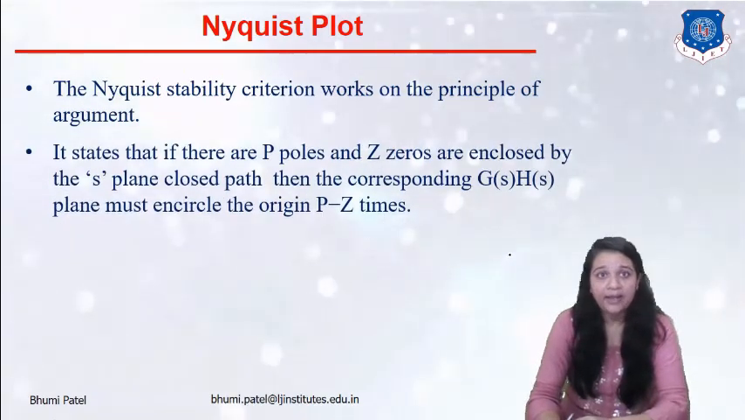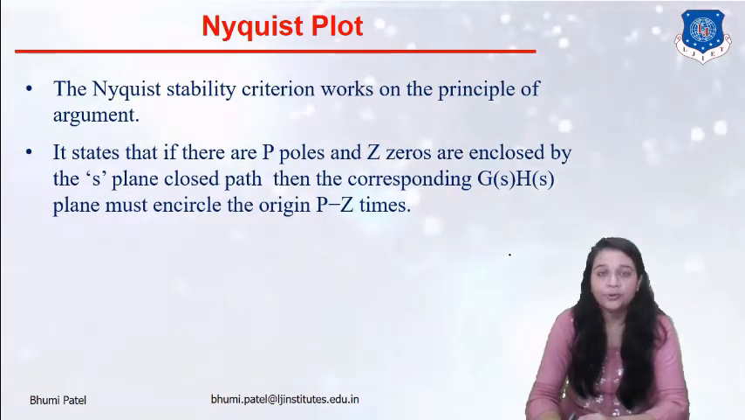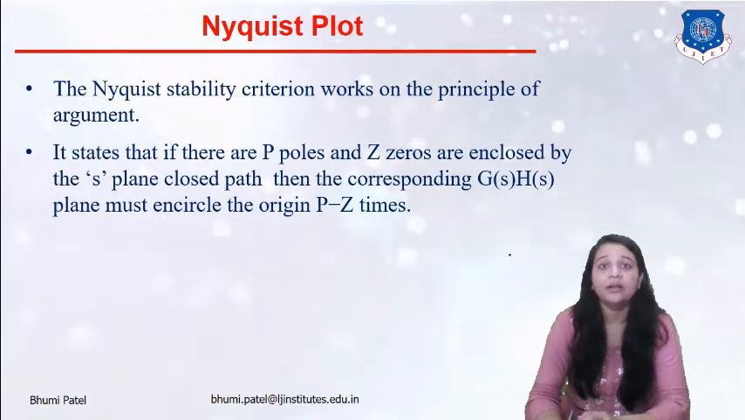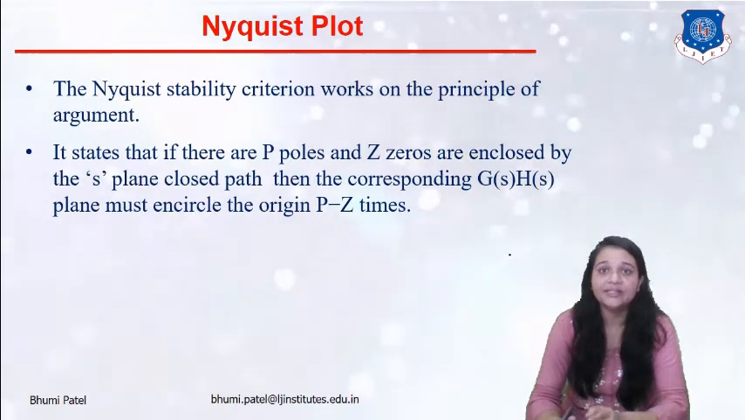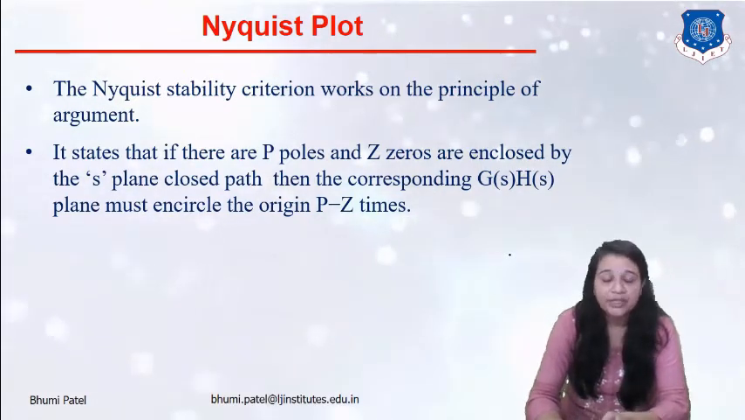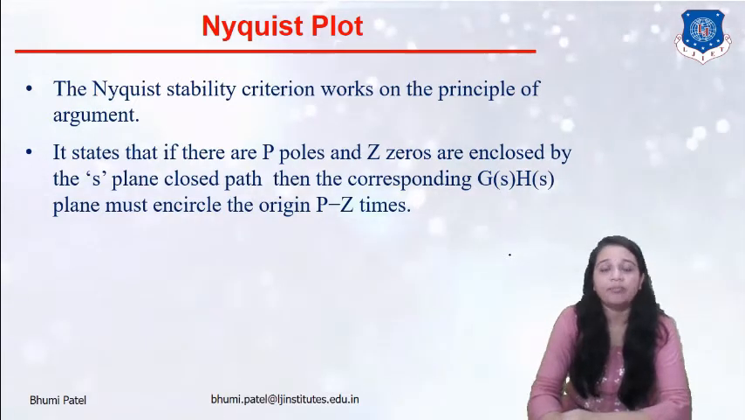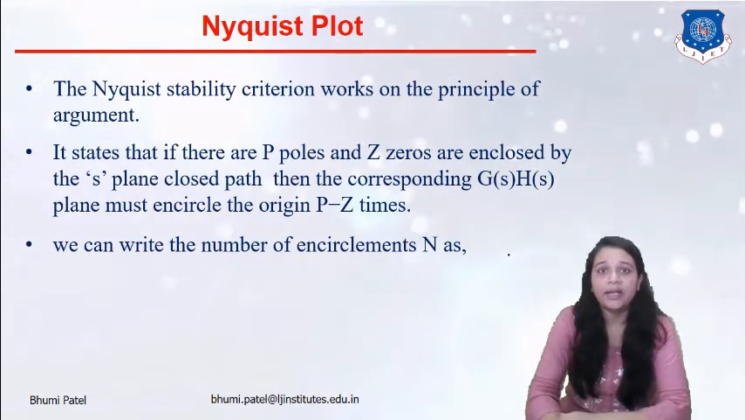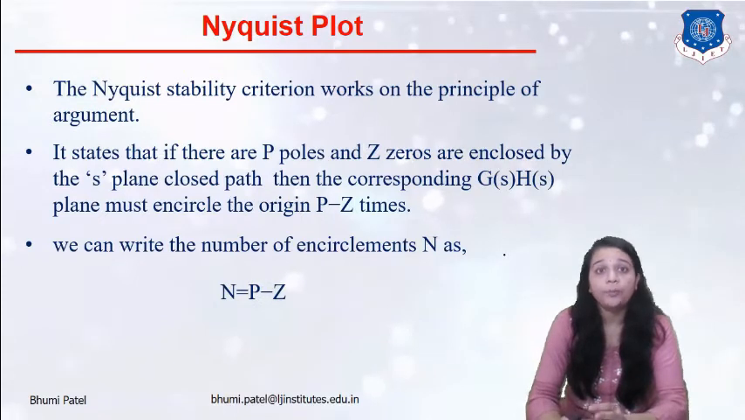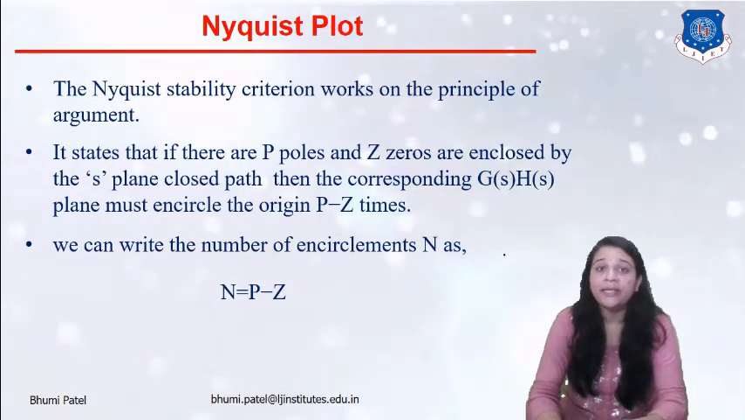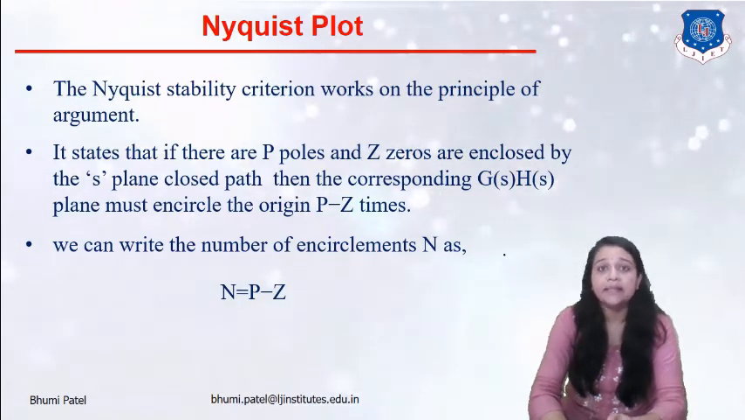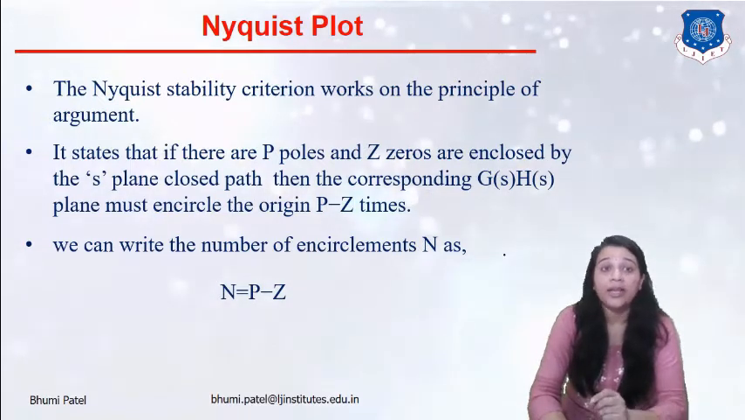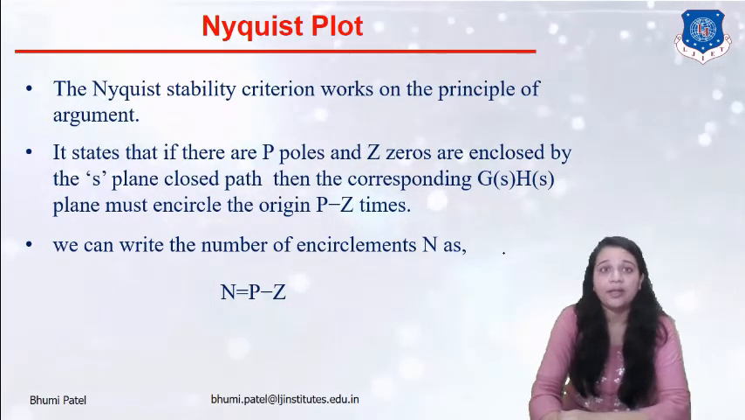It states that if there are P poles and Z zeros enclosed by the s-plane closed path, then the corresponding G(s)H(s) plane, that is our transfer function plane, must encircle the origin P minus Z times. That means the number of encirclements N is equal to P minus Z, where P is the number of poles and Z is the number of zeros enclosed by the s-plane closed path of the corresponding transfer function.